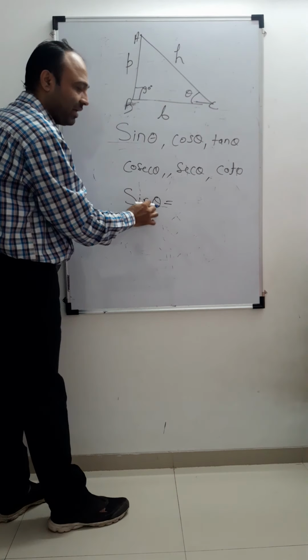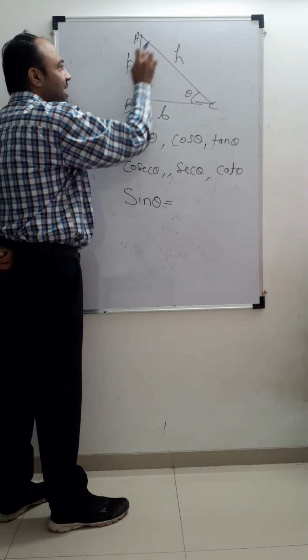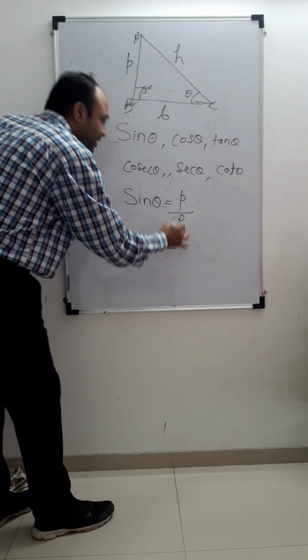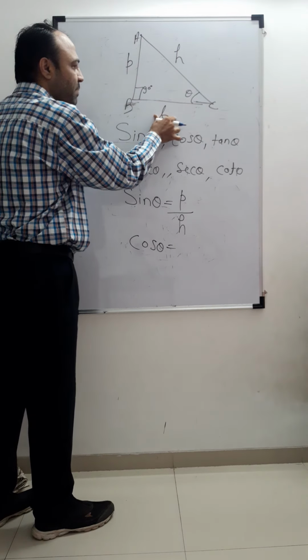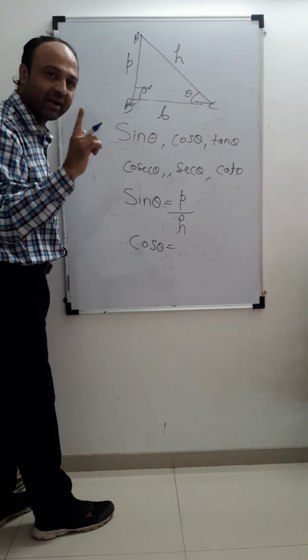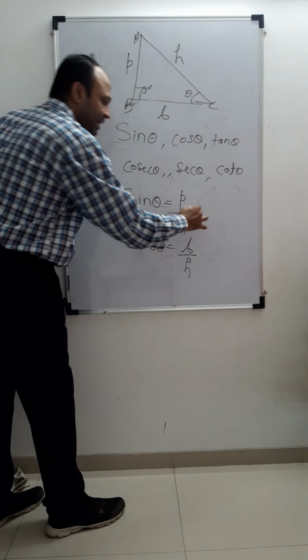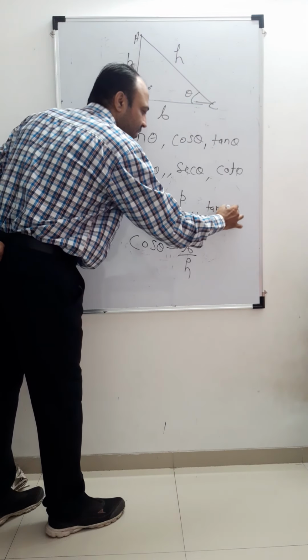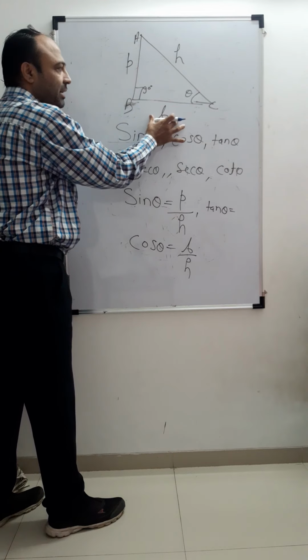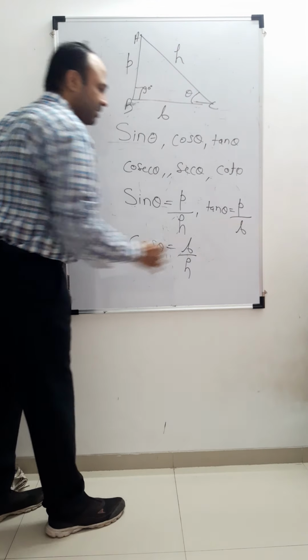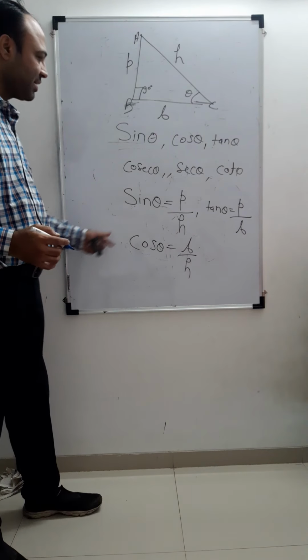First of all, sine theta. In a right angle triangle, if theta is angle C, then sine theta is perpendicular upon hypotenuse, P upon H. Cos theta is B upon H, base upon hypotenuse in a right angle triangle. And then tan theta is P upon B, perpendicular upon base. So these are the first 3 relationships.